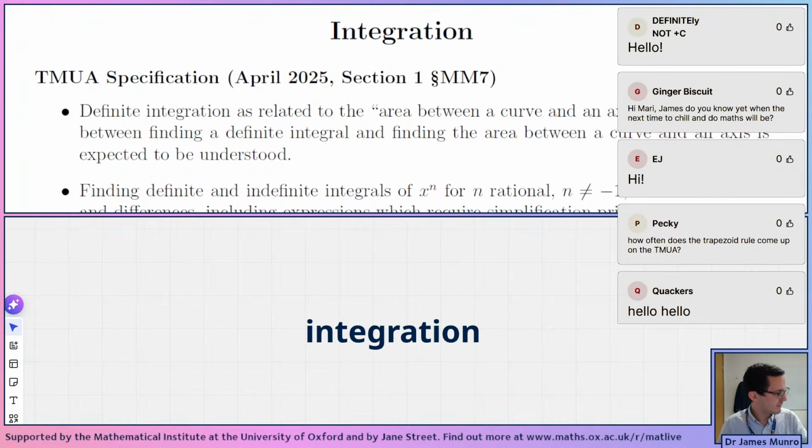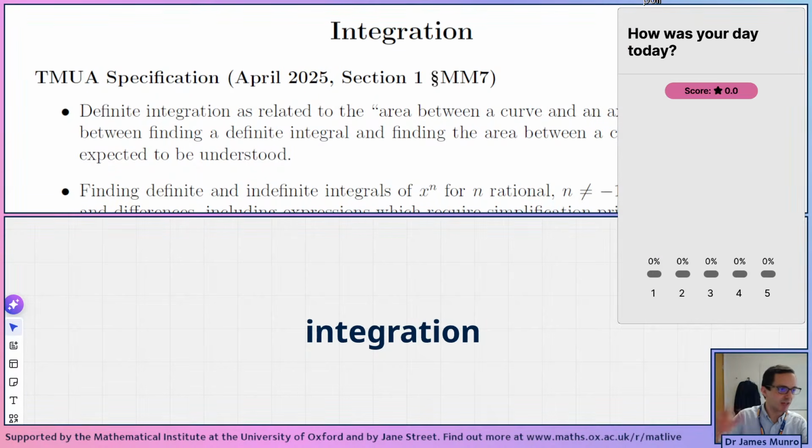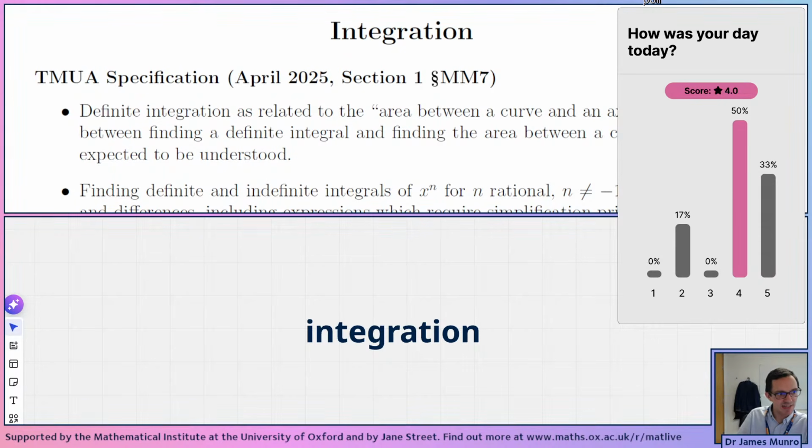Hello, Ginger Biscuit. Right, another reason that we use Slido is that I can do polls like this. The stream features a certain amount of voting. At the moment, they are voting for how their day is going today. Yeah, let's find out. But we also use the stream for voting for which questions we're going to do.